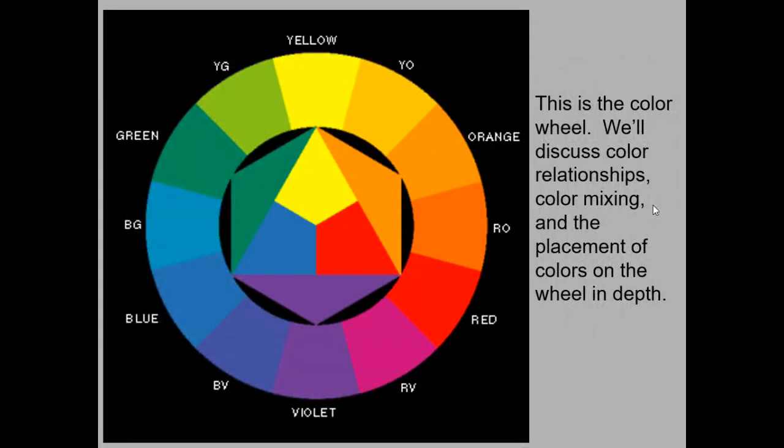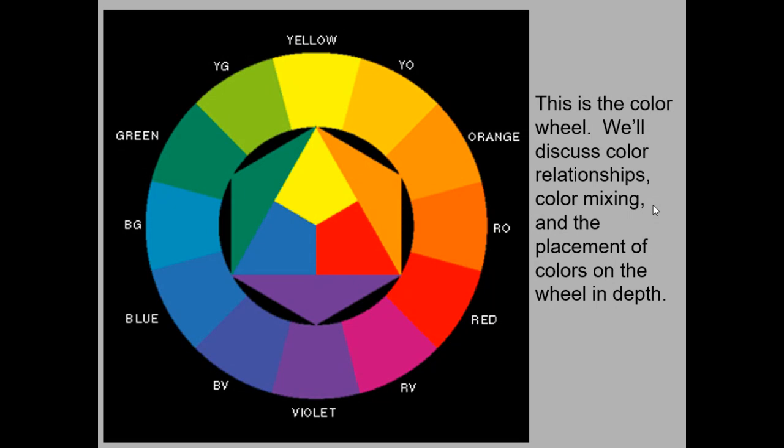So this is the color wheel for our design class. It's got essentially the 12 main colors that we'll use in our discussion later, almost like the hours on a clock. At the top, we have yellow. Beside it is yellow-orange, then orange, then red.